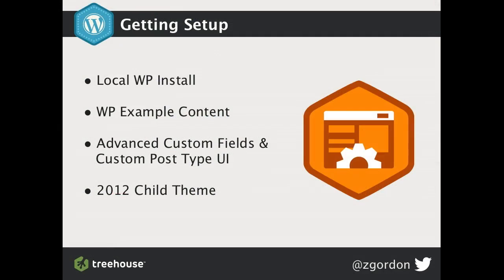So we can see we have our basic local WordPress install, we have our example content, the Custom Fields plugin, and the Custom Post Types UI plugin, and the last thing we need is a 2012 child theme. If you haven't created a child theme before, it's a very simple way to build a new theme off of an existing one. So we'll be working with the 2012 WordPress theme, but instead of editing the core files, we're going to create a quick child theme. And here's how you do that.